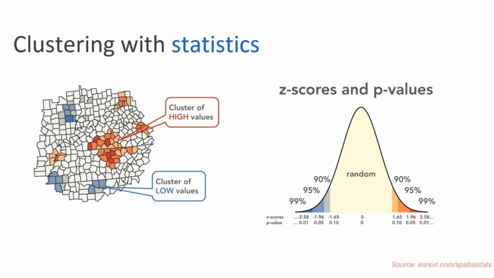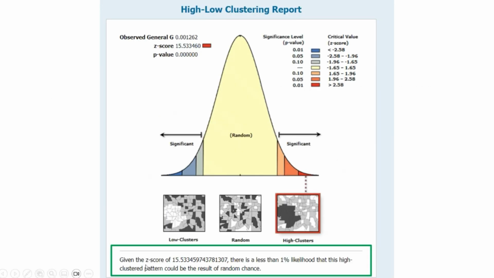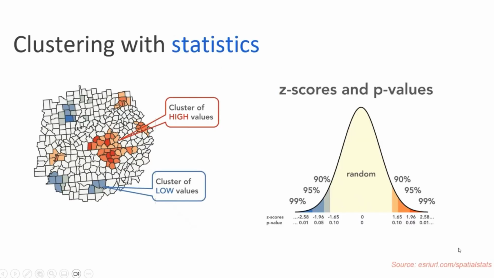So when you do statistical analysis, you will get a report like this, which says that with a certain z-score, there is less than 1% likelihood that this pattern could be the result of random chance. So if we come back to the slide here, if any of your features has a high z-score with a very low p-value, there is a 99% chance that this did not happen due to random chance. So all these values that are pooled on the tail become your hotspots. If you have a high negative z-score with a low p-value, they become your cold spots.